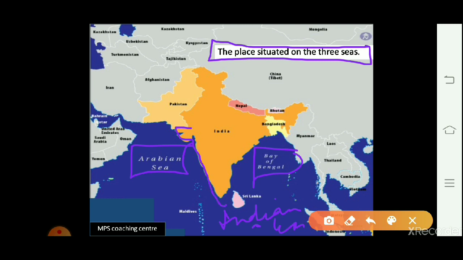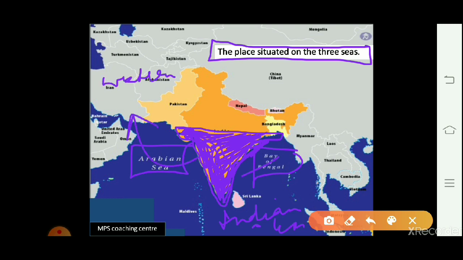to outline, this is known as peninsula. So this complete area is known as peninsula, and due to this peninsula, India is well connected in the world with the western countries as well as eastern countries.